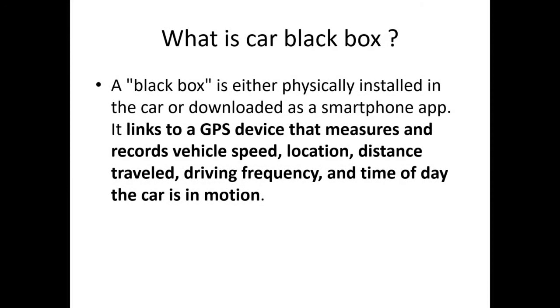So I will come to my final project, or main internship project. It is named car black box. So what exactly is a black box? I will give you a definition which includes everything about the car black box. A black box is either physically installed in the car or downloaded as a smartphone app. It links to a GPS device that measures and records vehicle speed, location, distance traveled, driving frequency, and the time of day the car is in motion.